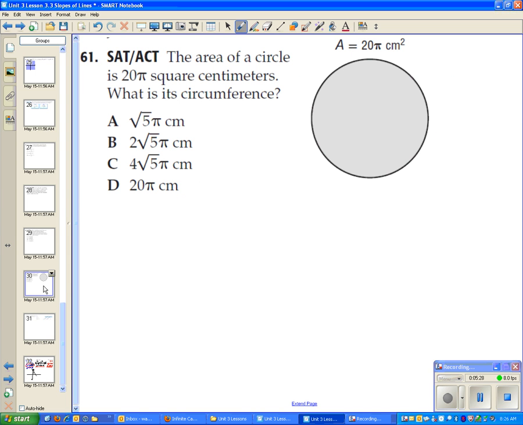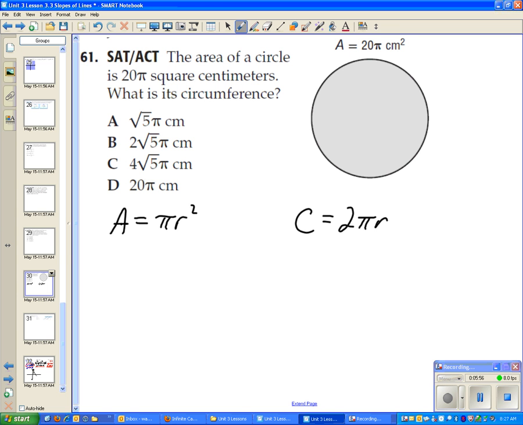58 and 61. Here's 61. It says the area of a circle is 20 pi square centimeters. What is its circumference? All right. What's the formula for the area of a circle? It's pi r squared. What's the formula for the circumference of a circle?